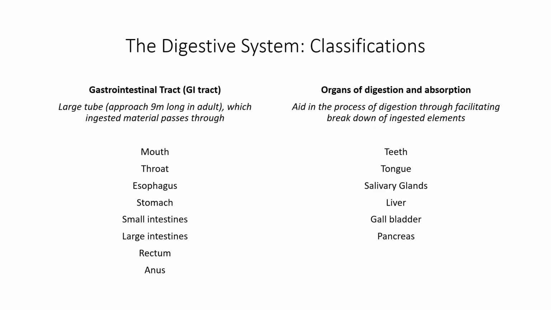So the structure of the digestive system can be classified into two main areas. You have the gastrointestinal tract, or the GI tract, and organs of digestion and absorption. The GI tract is a large tube approximately 9 meters long in adults, and this is where ingested material will pass through. You can think of this as the journey of your ingested food. It will start at the mouth and it will end at the anus.